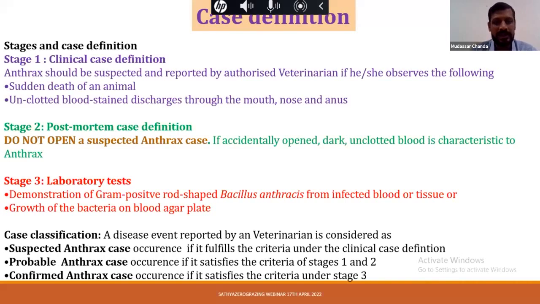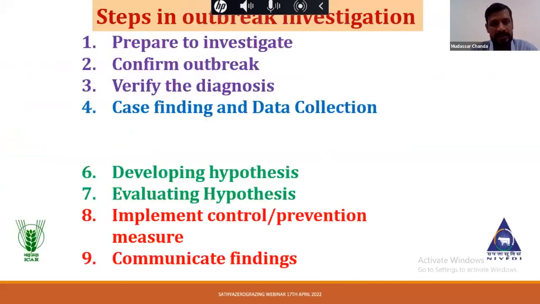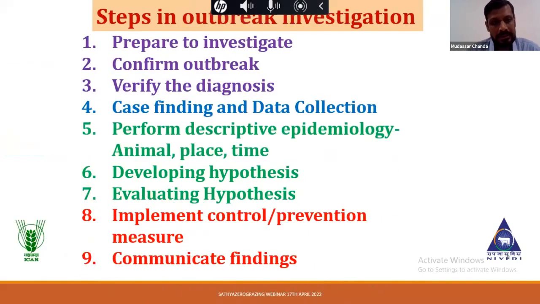So classify the case based on the clinical symptoms as a suspected case of anthrax or any other disease, and then collect the data. Why it will be helpful, I will tell you in the next few slides also. When you try to describe the data in terms of time, place, and animal, this will be helpful. So once you have done the first 4 steps, basically we haven't done anything yet. One thing is we have verified the diagnosis: clinical symptoms, differential diagnosis, everything is done.